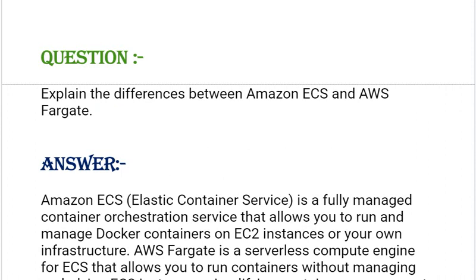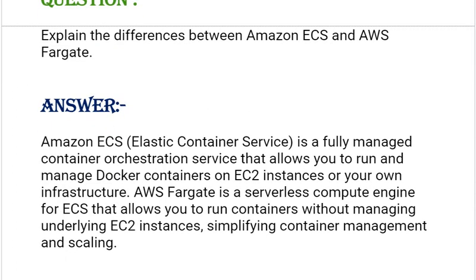Our next interview question is: explain the differences between Amazon ECS and AWS Fargate. Your answer should be Amazon ECS, Elastic Container Service, is a fully managed container orchestration service that allows you to run and manage Docker containers on EC2 instances on your own infrastructure. AWS Fargate is a serverless compute engine for ECS that allows you to run containers without managing underlying EC2 instances, simplifying container management and scaling.